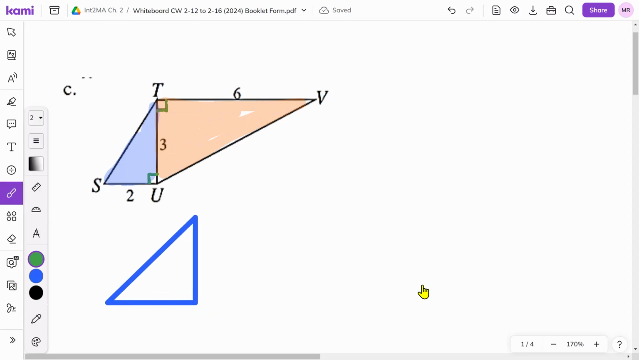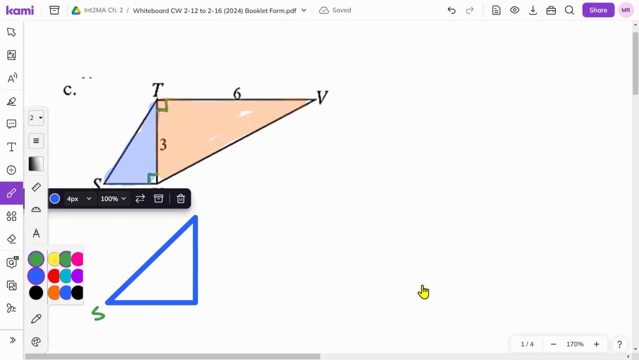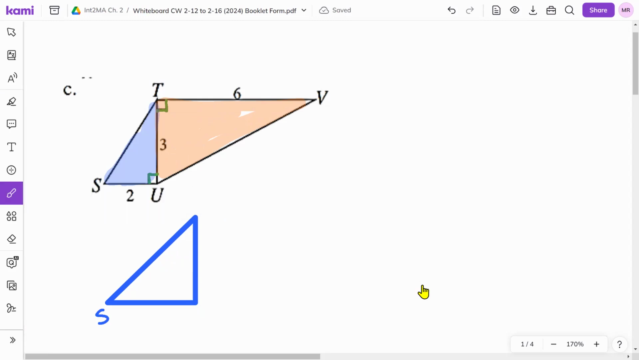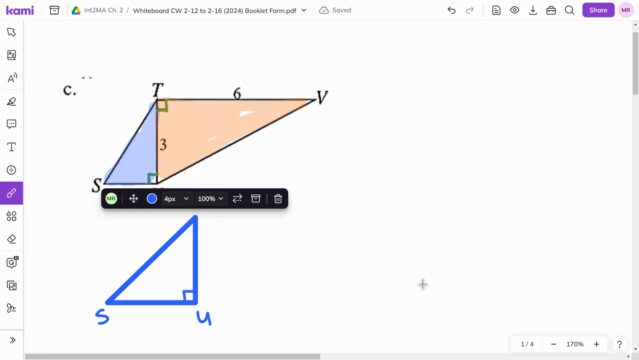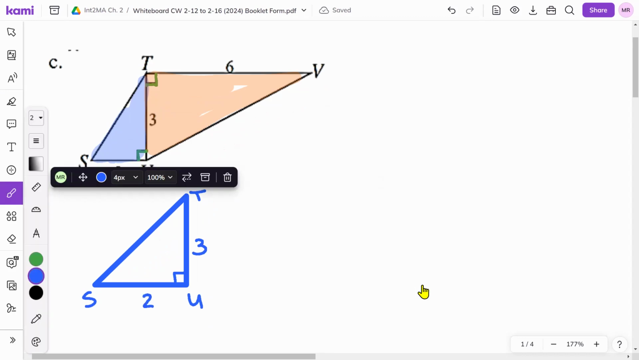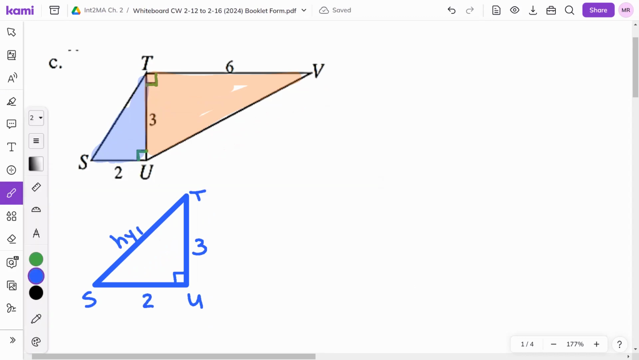And again, this is S. This is U with the right angle here. This is T. We are going to have a 3 and a 2 here. And then this is our hypotenuse. We don't know that. Right now this would not be hypotenuse leg at all because I don't have my hypotenuse. I could find it doing Pythagorean, but that's not going to be our situation here.